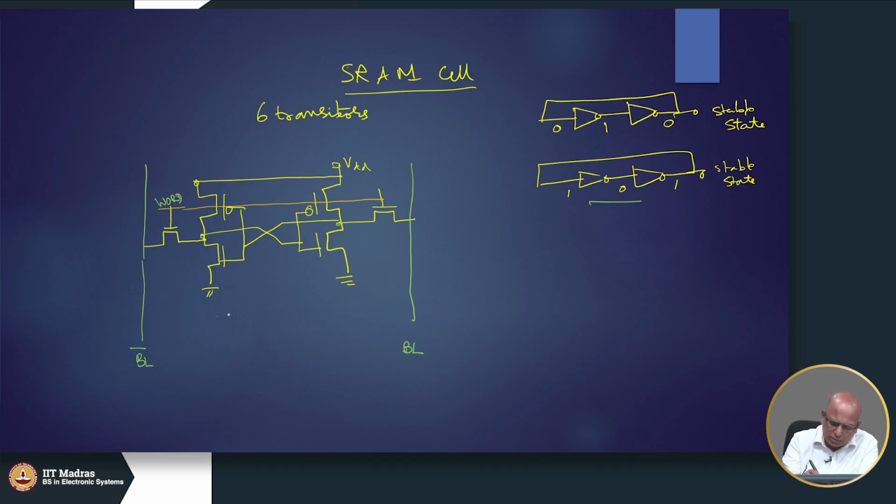If you want to read or write from this cell, we have to make the word line high. In other words, we are selecting this particular cell by making that word line high. So, both these transistors will be ready to conduct at that time.